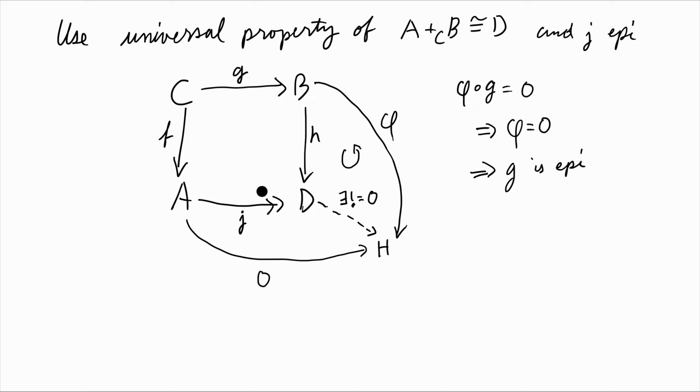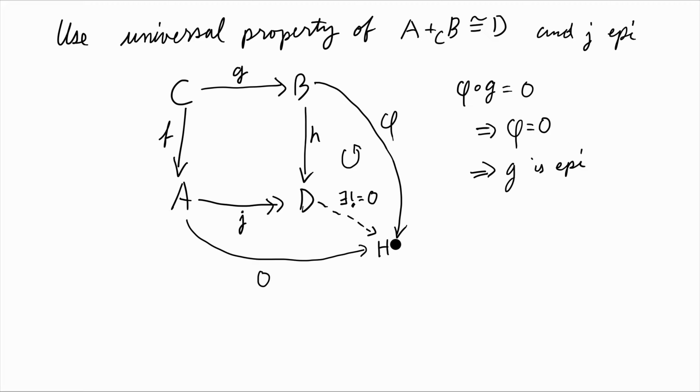All right, so we're going to show then that G is an epi. To show that G is an epi, we're going to take an object H and a morphism phi that comes to H from B, such that when we precompose it with G, phi G is equal to 0. That will imply that phi is 0. So to show that, we're going to have the assumption that phi G is 0.